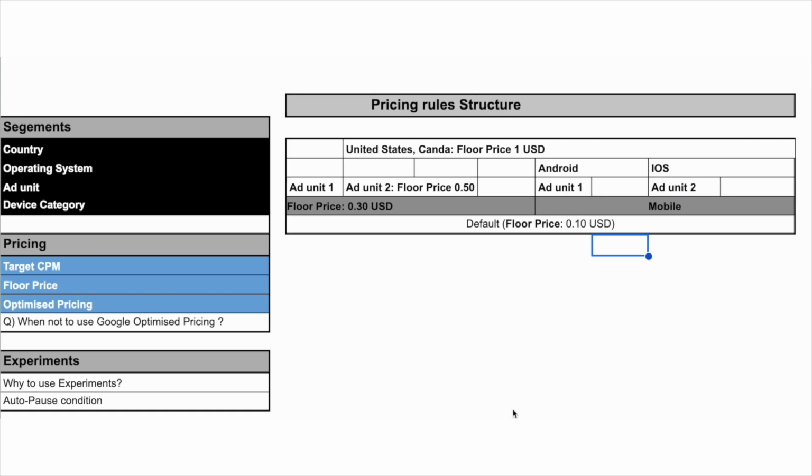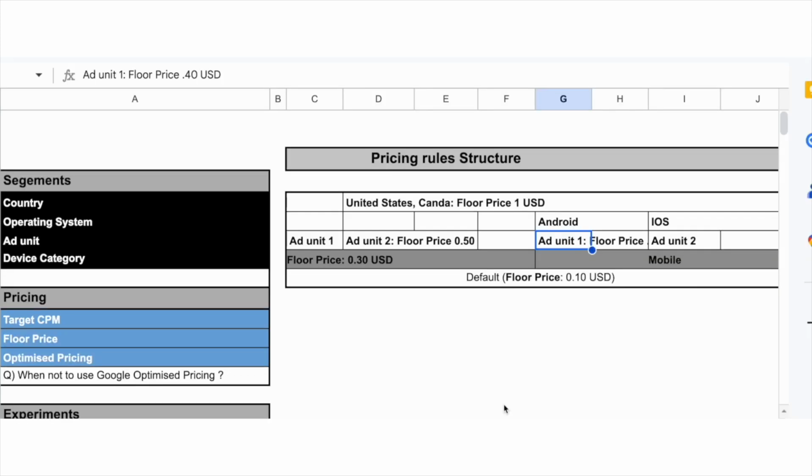However, for ad unit 1, I'm aware that it's a sticky ad unit and it performs pretty well. So I'm going ahead and providing a floor price of 0.40 USD. And lastly, what I encounter is this ad unit performs pretty well on Android and it's got an even higher CPM. So I'm setting its target CPM to 0.70 on mobile Android devices.